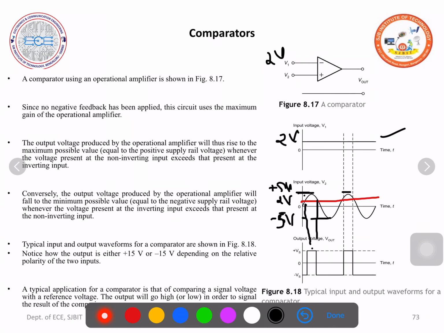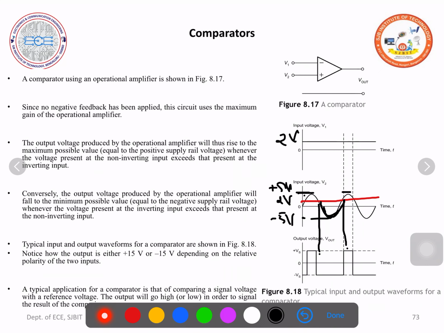And after that, this region is smaller than the voltage applied at V1. V1 is greater, and V1 is applied at the inverting terminal. So the output voltage will be minus Vs. So you can observe minus Vs.